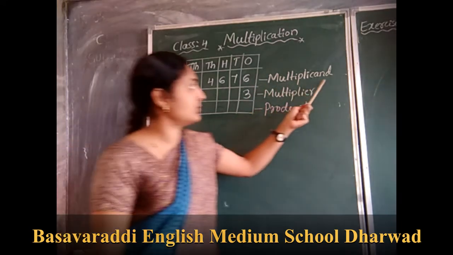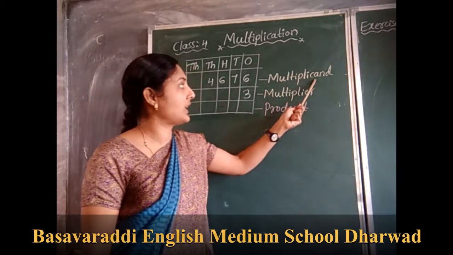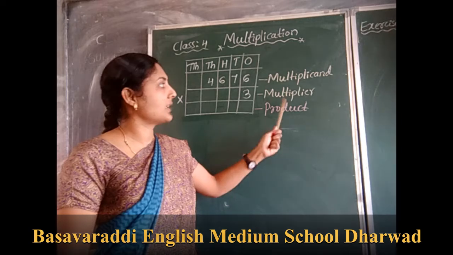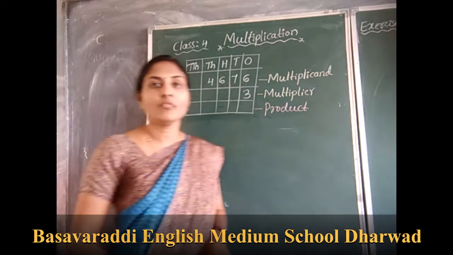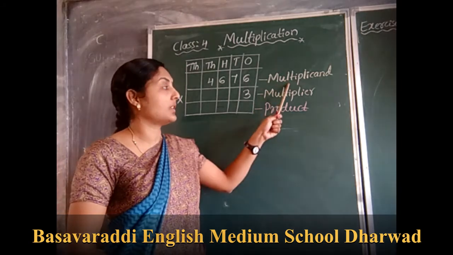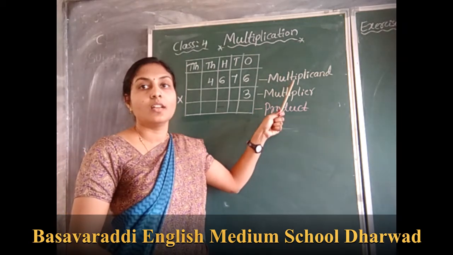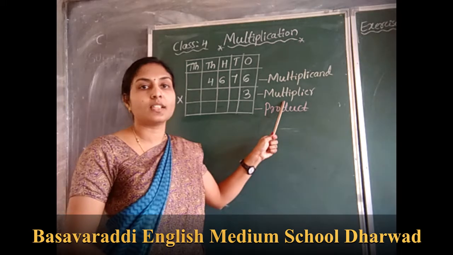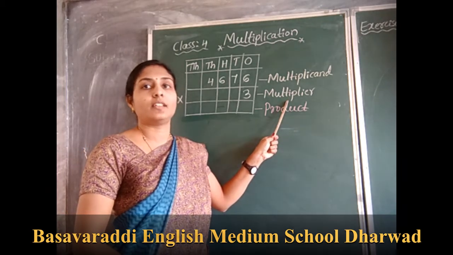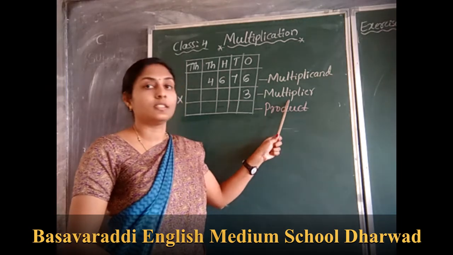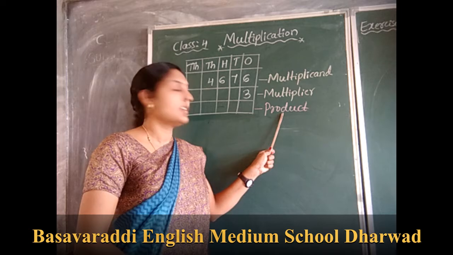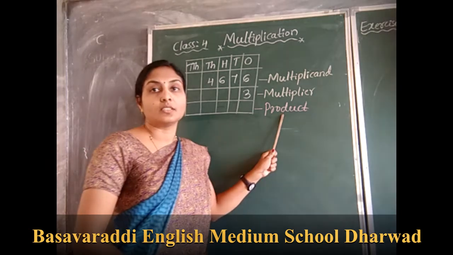So I wrote some names there: the multiplicand, multiplier and product. What are the multiplicand, multiplier and product? When we multiply two numbers, the first number is called the multiplicand. What is the multiplier? The second number by which the multiplicand is multiplied is called the multiplier. After the calculation, the result of the multiplication is called the product.